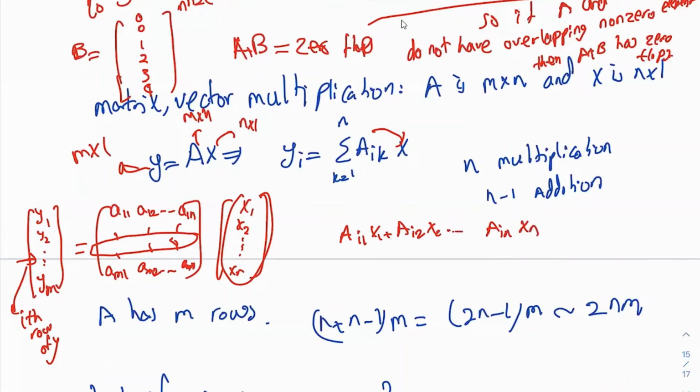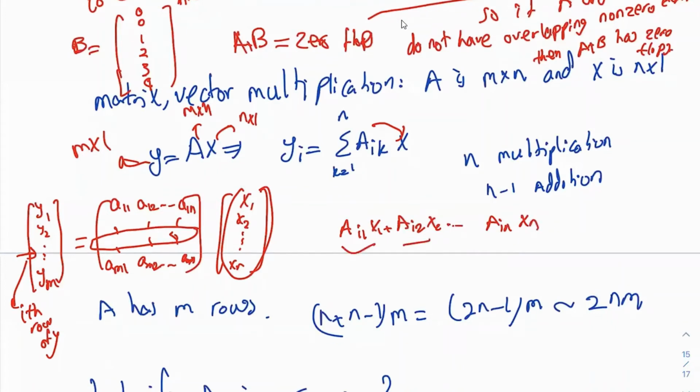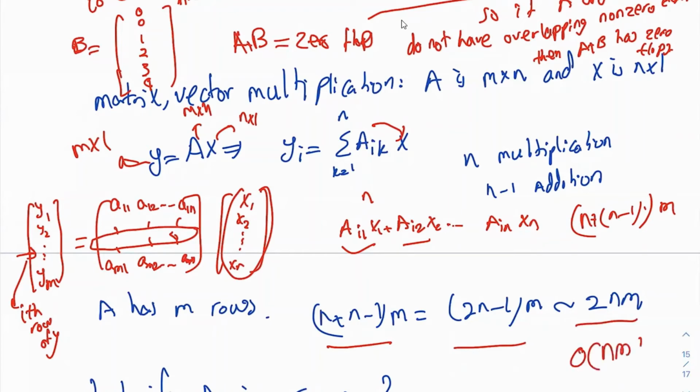Remember, we have n columns. So how many products do we have? n. How many additions do we have? n minus 1, right? So we have n plus n minus 1. How many elements do we want to calculate? m of them, right? Because for each yi, we have this many, n plus n minus 1. We have m yi. So in a sense, this is going to be estimated by 2nm or something like this. Okay, good.